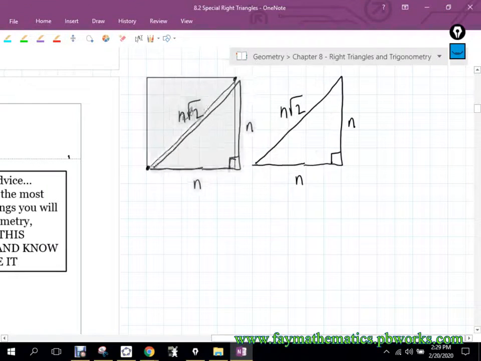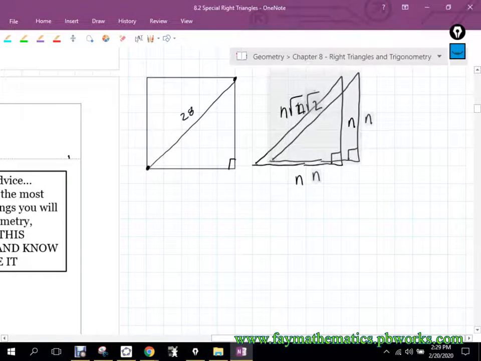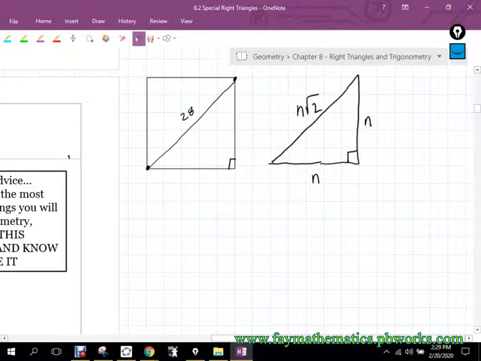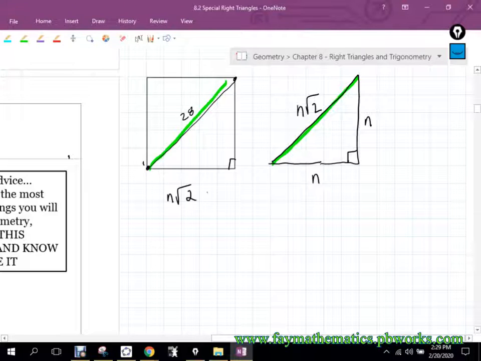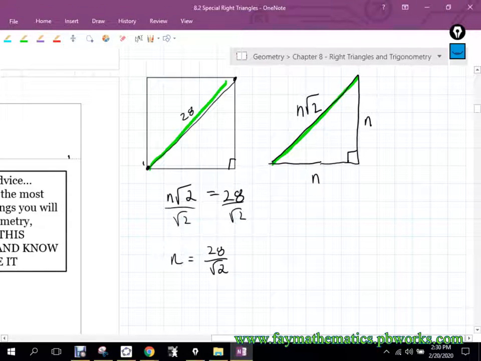And because the triangles are congruent, and I forced that on them when I drew them, then by CPCTC, that distance there and that distance there are the same, right? If we can use that idea, that gets us back to like chapter 4, where we say, well, if those are congruent triangles, then n radical 2 has to equal 28. And now I can divide both sides by radical 2. And I get n is equal to 28 over radical 2.